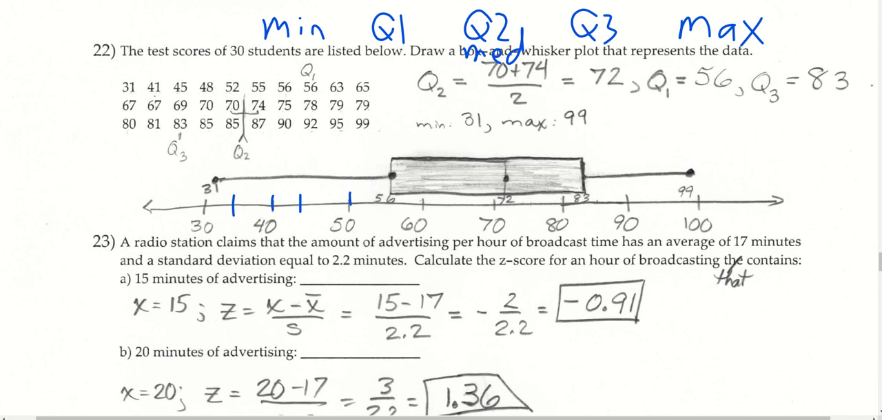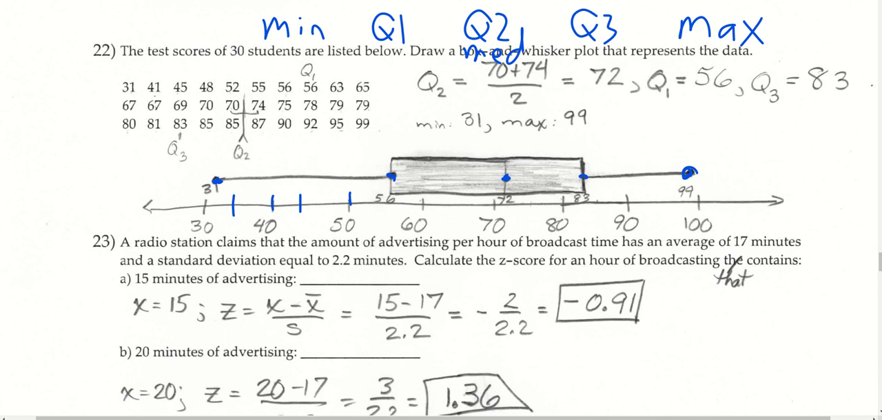But then above the line, we're going to plot each of those 5 values. So the minimum 31 would be roughly here. The first quartile is 56, which is roughly here. The second quartile is 72. The third quartile is 83. And then lastly, the maximum is 100. So we have a dot plot so far. We have our 5 numbers.